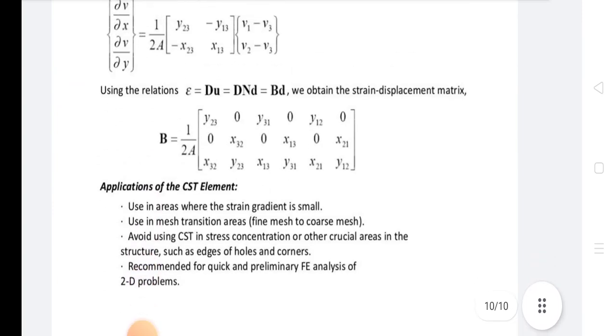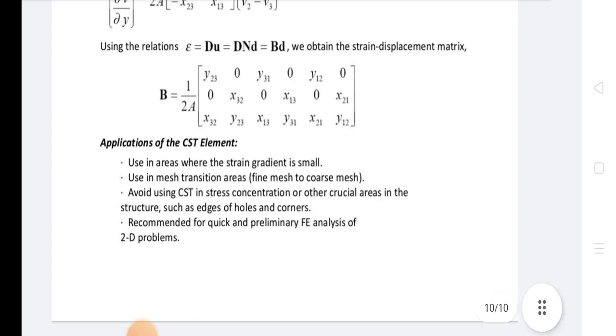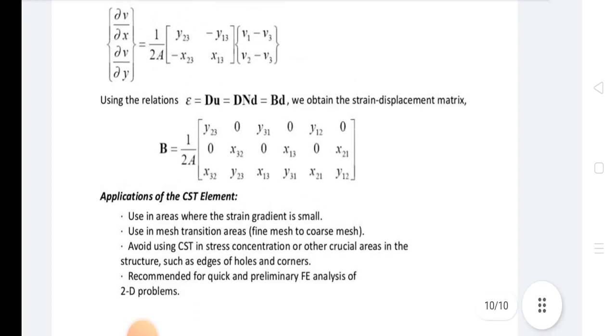Now, applications of the CST elements: it is used in areas where the strain gradient is small, and used in mesh transition areas, from fine mesh to coarse mesh. Avoid using CST in stress concentration or other crucial areas in the structure, such as edges of holes and corners. It is recommended for quick and preliminary FE analysis of 2D problems. So, thanks all of you.